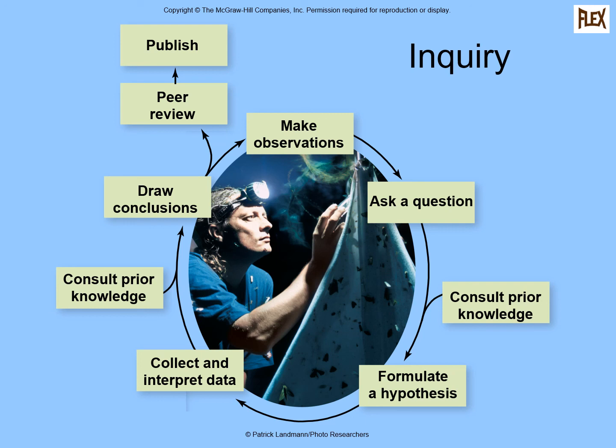And then eventually that group of peers will approve that what you've done is sufficient to show these results are valid, and then you would publish it into the scientific journal world. And that's where we go when we want to find out information about things that scientists have done in the past.